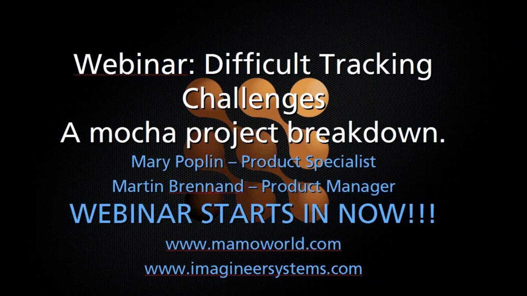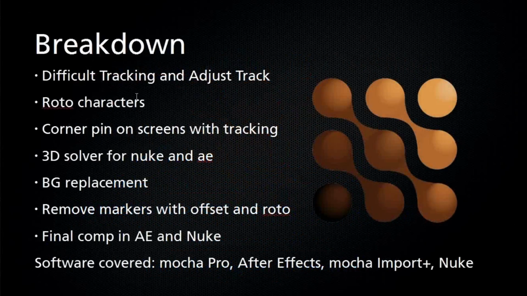We're going to be going over some pretty difficult tracks. Martin Brennand, our product manager, is going to be answering questions and hopefully bantering back and forth with me. We're going to go over a little bit of rotoscoping characters. We're going to do corner pins on screens with tracking data. We're going to talk about the 3D solver for NUKE and After Effects. And we're going to talk about background replacements with green screens, how to remove markers from a shot, and we're going to do a final comp in After Effects and Nuke.